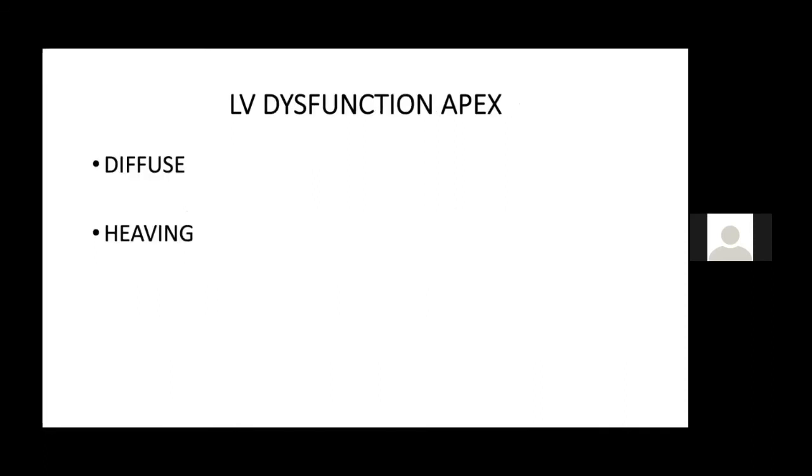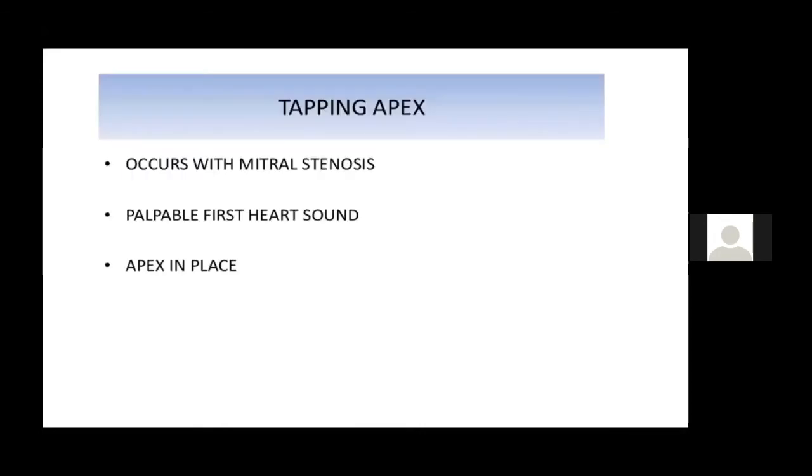Now, apart from this, there is also something known as an LV dysfunctional apex. This we can usually discuss after we discuss the hyperdynamic and heaving apex. So there are three different types of apex: one is the tapping apex, one is the hyperdynamic apex, and the third is the heaving apex.